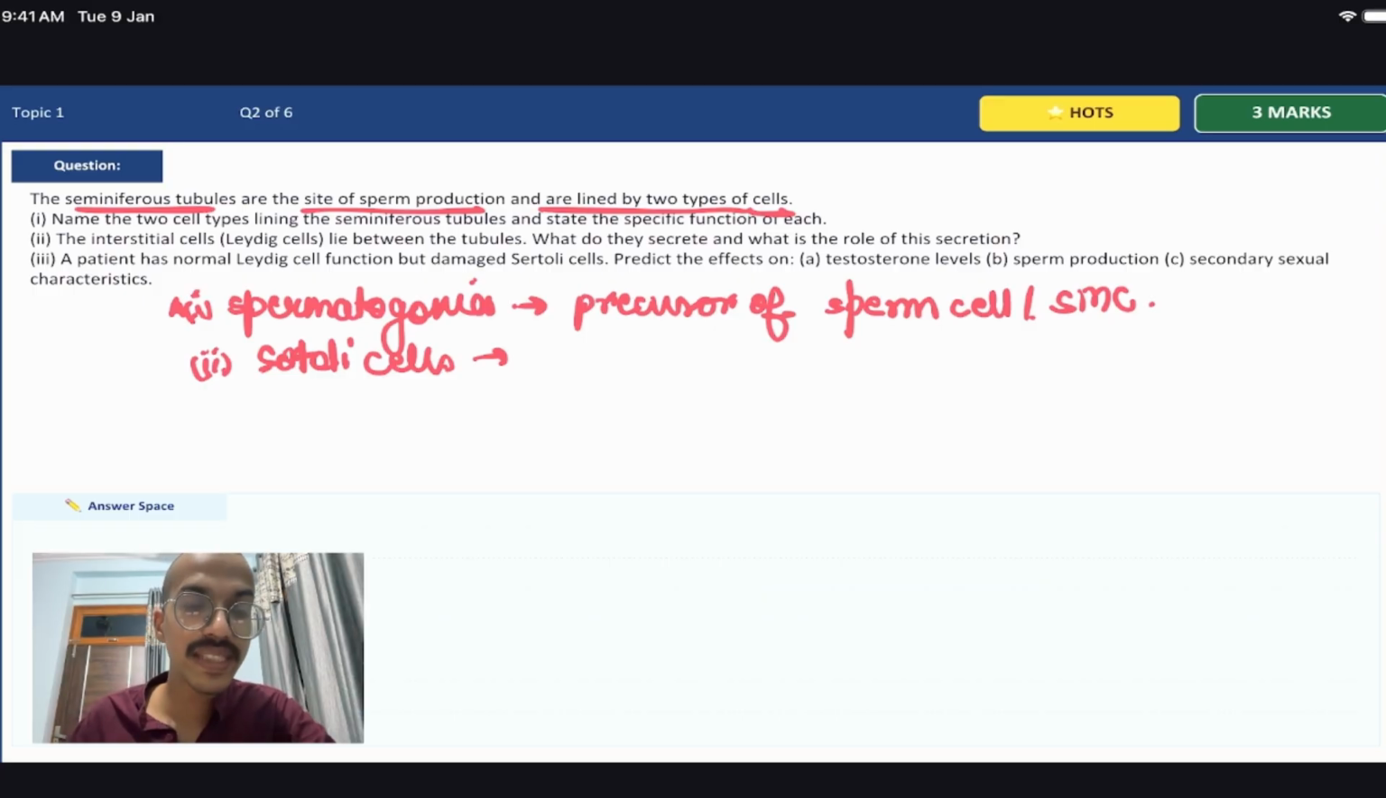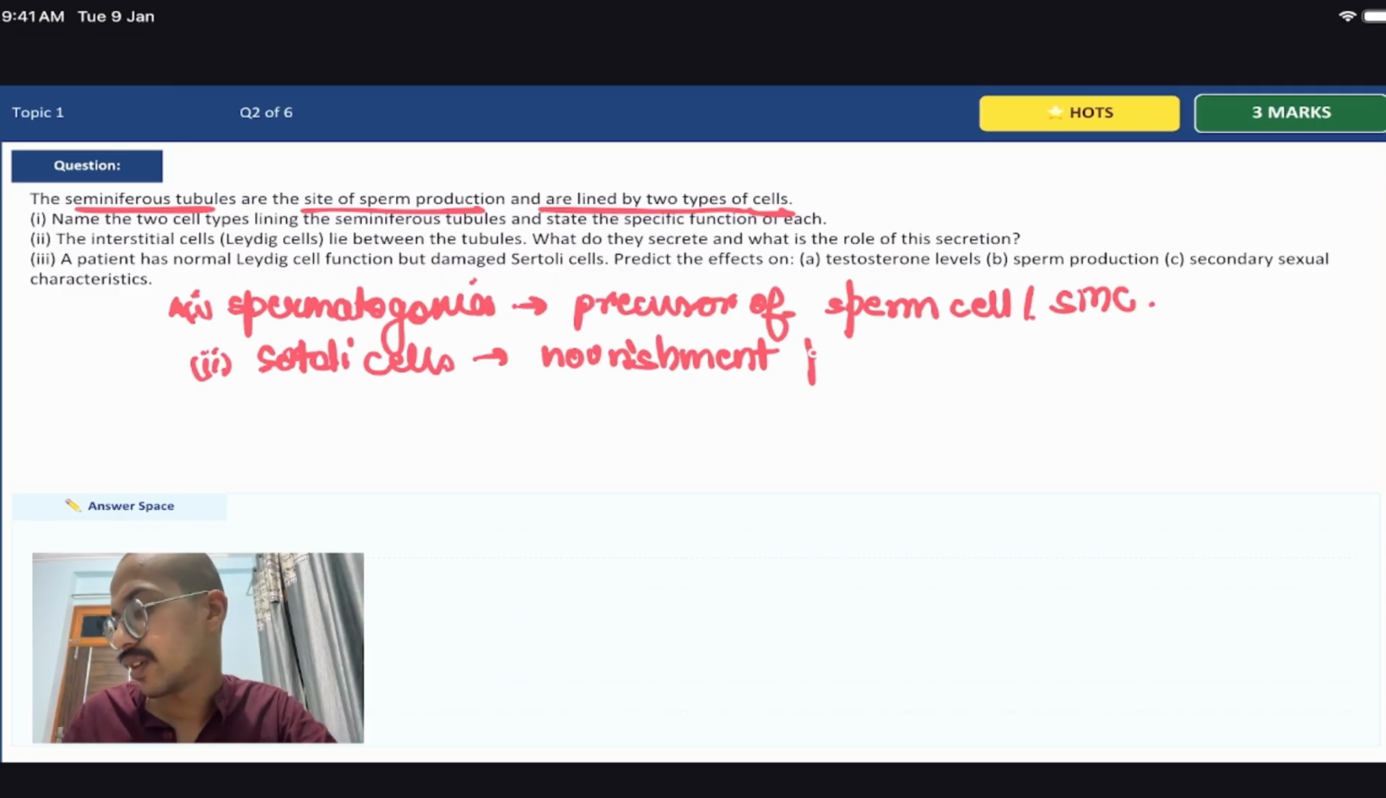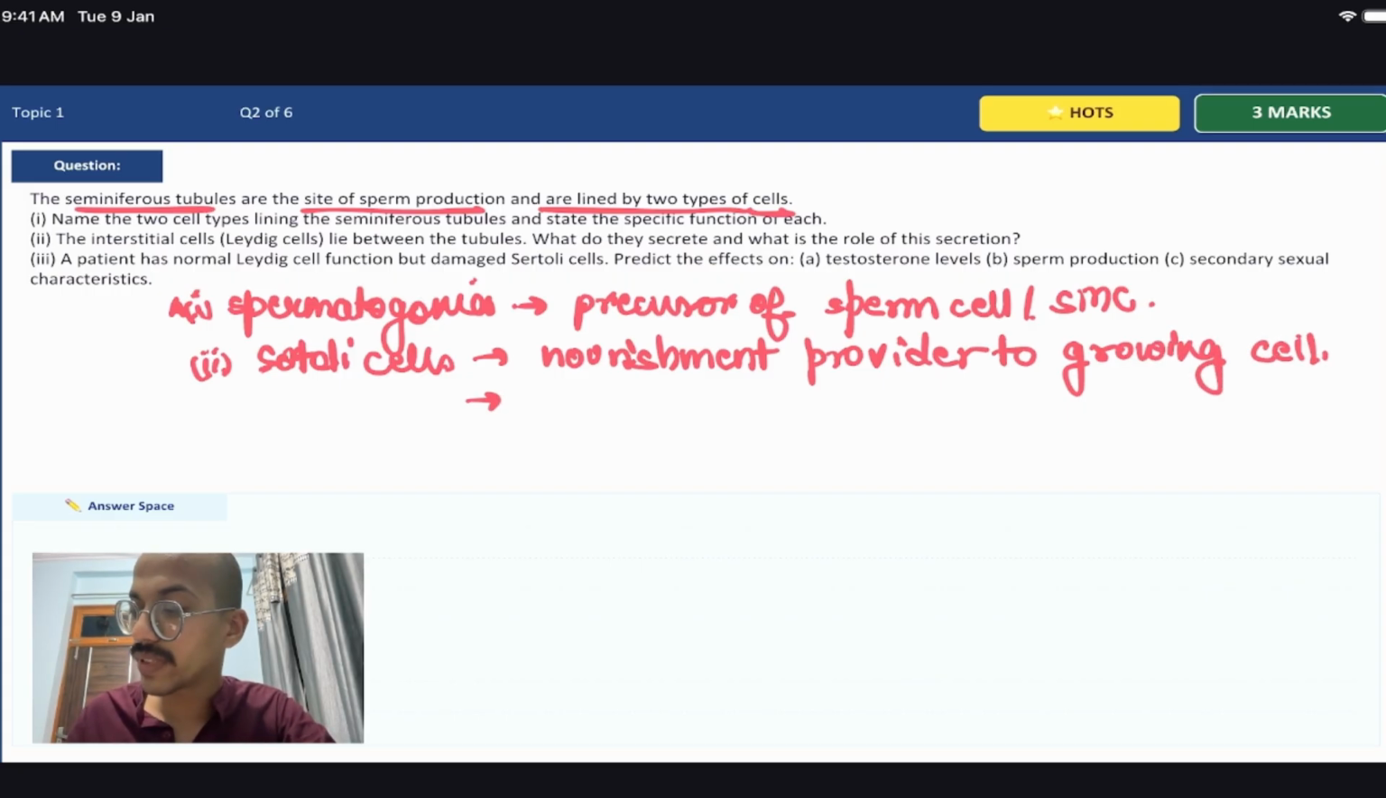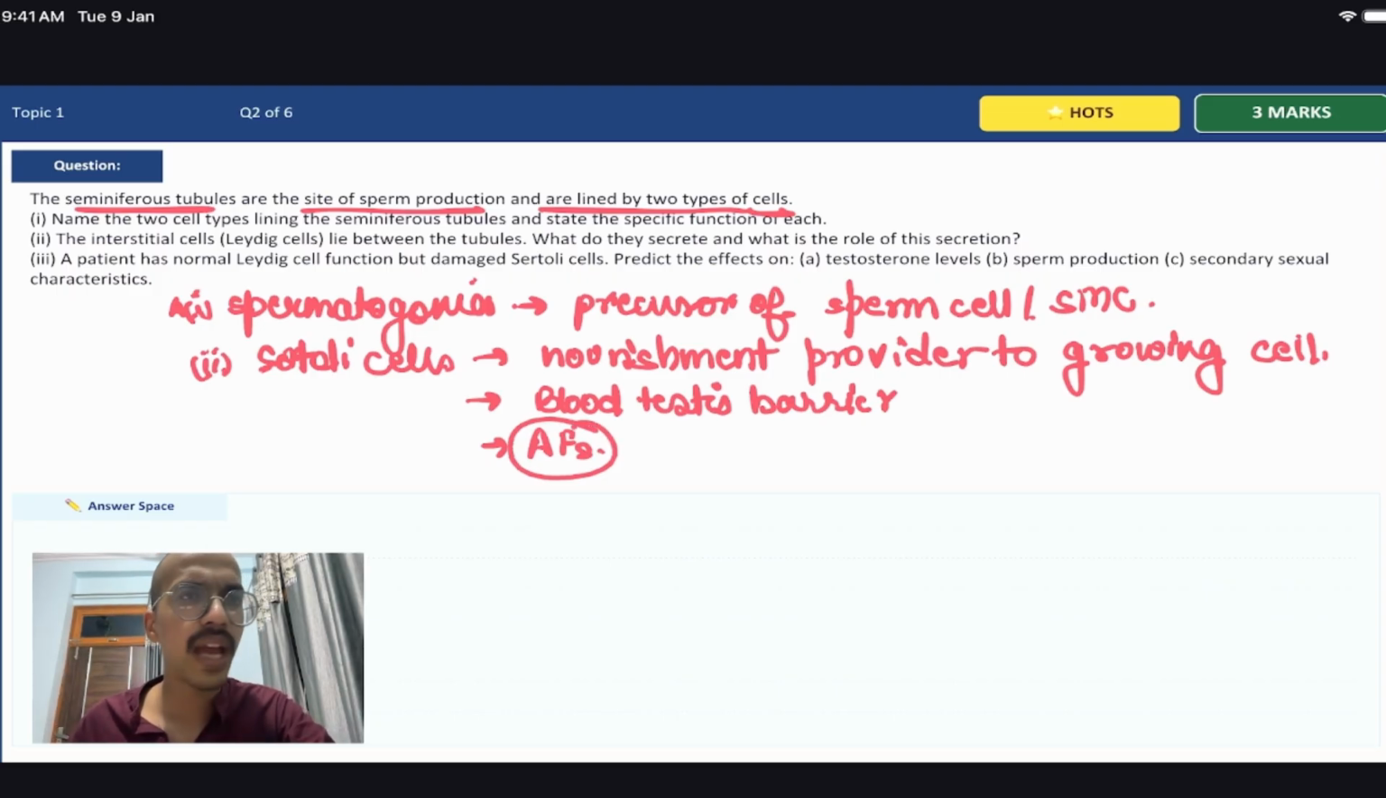What is the role of the Sertoli cells? Sertoli cells do the job of nourishment provider to the growing cells. They also form the blood testis barrier. They secrete androgen-binding factors, and they inhibit the growth of Mullerian ducts in males, and have many more such functions.